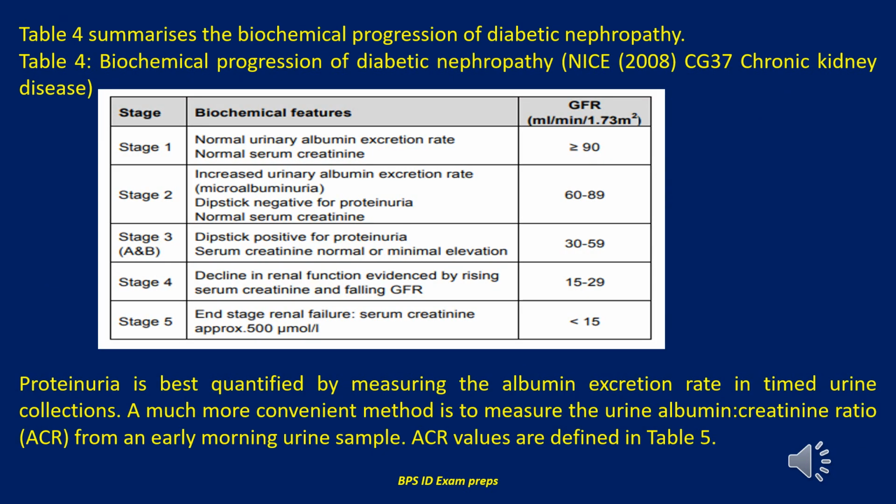Table 4 summarizes the biochemical progression of diabetic nephropathy. Pause the video and carefully scrutinize the table summarizing the stages of chronic kidney disease. Proteinuria is best quantified by measuring the albumin excretion rate in timed urine collections. A much more convenient method is to measure the urine albumin-creatinine ratio, abbreviated as ACR, from an early morning urine sample. ACR values are defined in Table 5.